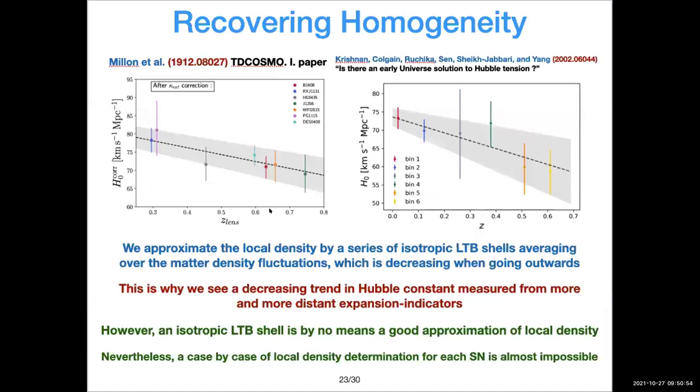There's also an intriguing trend in the Hubble constant from these two papers. The inferred Hubble constant is decreasing with redshift. This is understandable from our model because we approximate the local density as a series of isotropic LTB shells, averaging over the matter density fluctuation, which is decreasing when we go outward. So this is why we see a decreasing trend in the Hubble constant from more and more distant expansion indicators. However, I have to admit that an isotropic LTB shell is by no means a good approximation of the local density. But a case-by-case study of the local density determination for each supernova is almost impossible. So this is a long-term goal that we want to achieve.